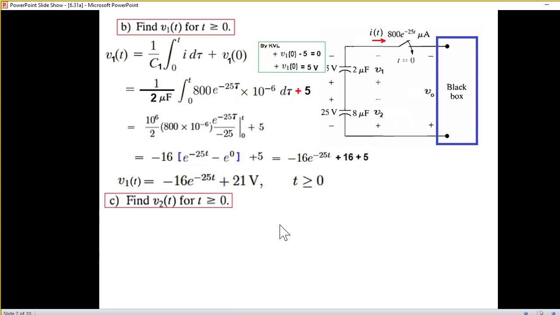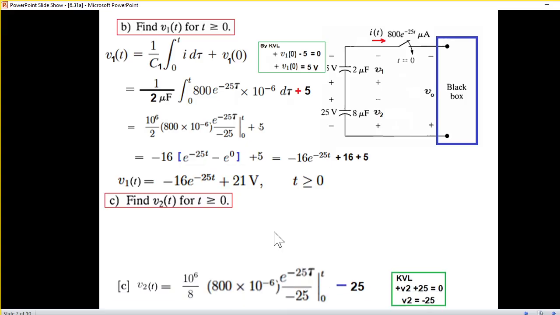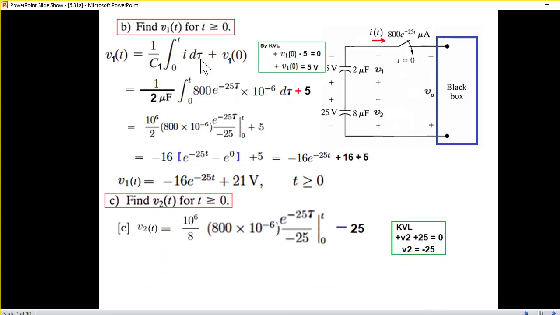Exactly similar, we'll find V2(t). I will not write this equation. You can write it for V2(t). Just plug in the value 1 over C. Now in this case, C is 8 microfarads. We have used this current, and this was the integral value with the limit. Now V0, this one, V2(0).